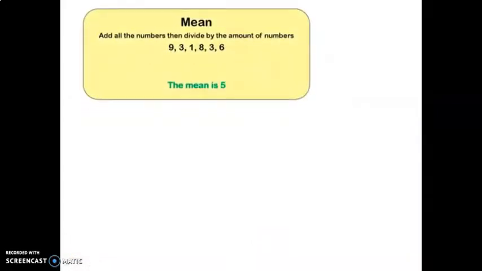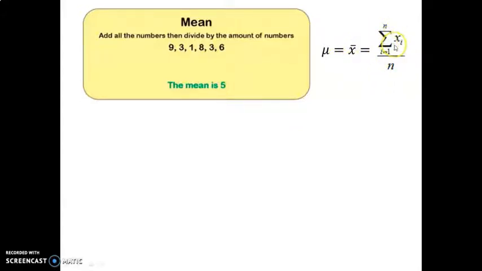So first of all, let's say we have this data set here, a small data set, 6 pieces of data, and we are looking for the mean. The mean is all the numbers added and then divided by the amount of numbers. The general formula for mean looks like this. We can use the Greek letter mu for population mean, or x bar to represent the mean of a sample.